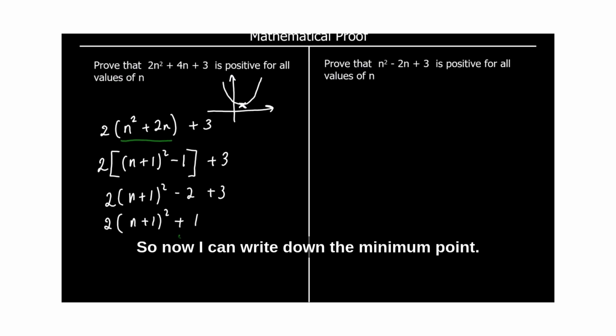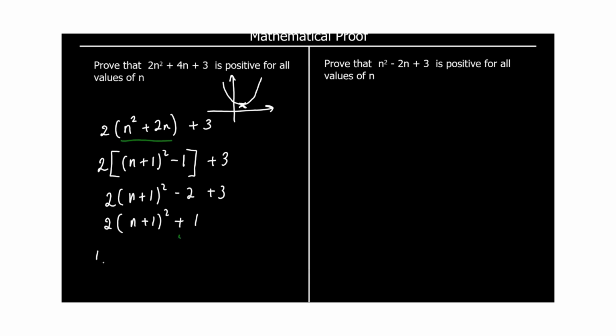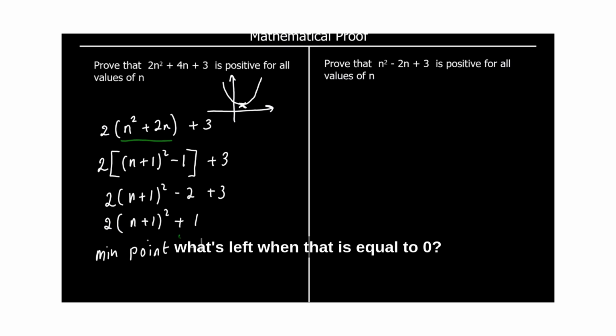So now I can write down the minimum point. The minimum point is what makes the bracket 0, so negative 1. And what's left when that is equal to 0? So it'll be 0 here. 2 times 0 is 0, plus 1 is 1. So the minimum point is at negative 1, 1.